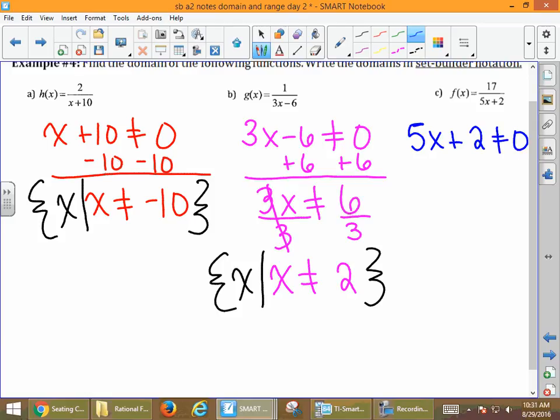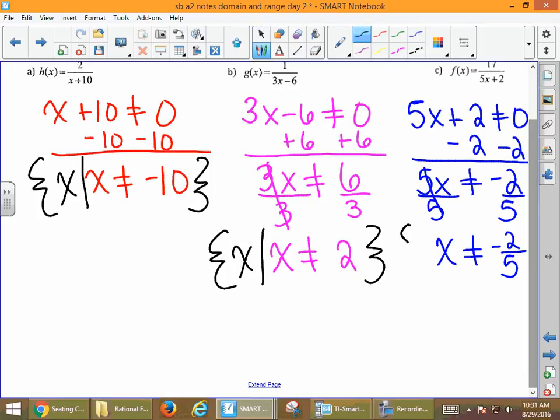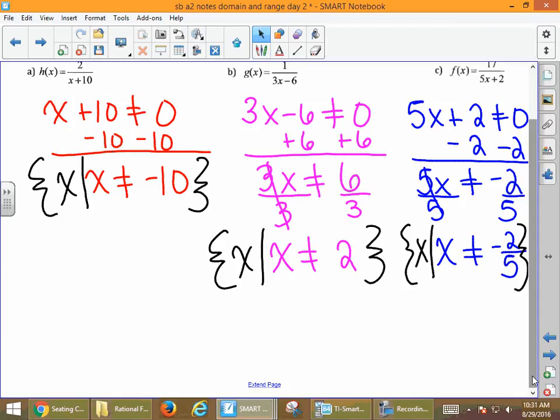5x plus 2 doesn't equal 0. Subtract 2. So we have 5x is not equal to -2. And when we solve for x, we're going to divide both sides by 5. It is okay that we have a fraction. X doesn't equal -2/5. And then put it in set notation. For all values such that x does not equal -2/5. Fractions. 0 is not allowed to be in the denominator.